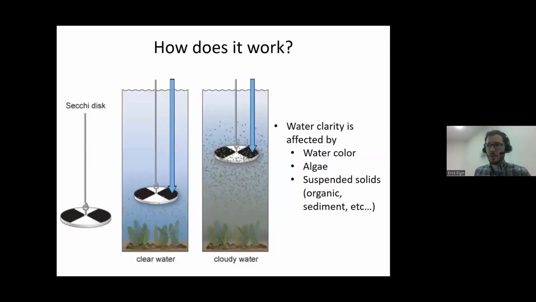So how does it work? Well, you have a disc on a rope, and this rope has markings on it, depending on what it is, it could be by feet or it could be by meters. And so in clear water, you drop the Secchi disc into the water and you can see it quite deep. But now if there is cloudy water due to algae or suspended sediments, or the watercolor itself, you may have a root beer stained lake, the Secchi disc won't be able to go down as far, and your measurement is less.